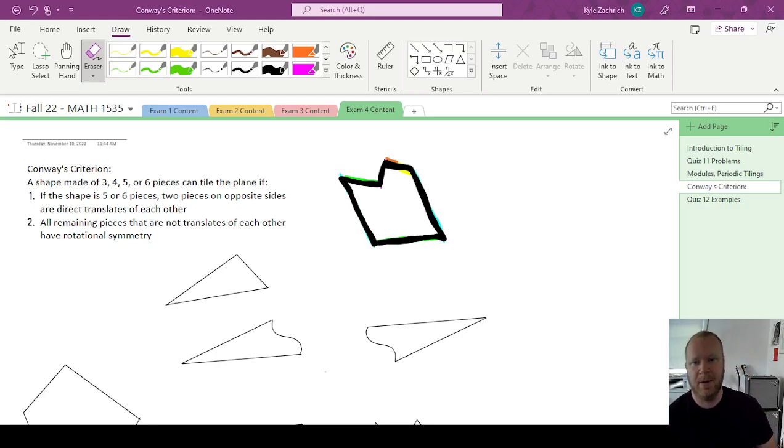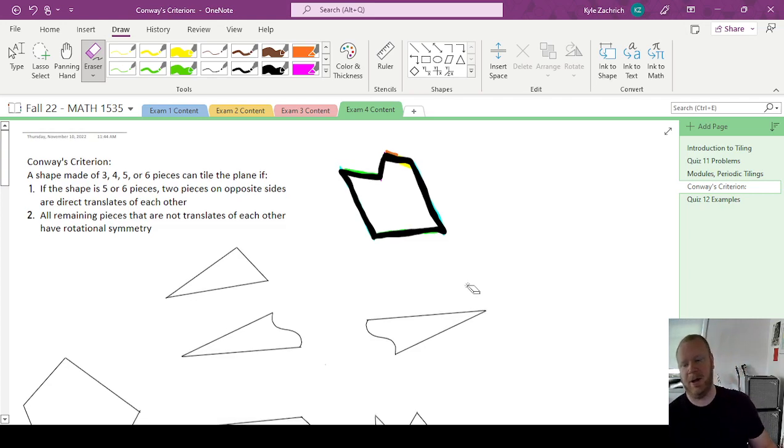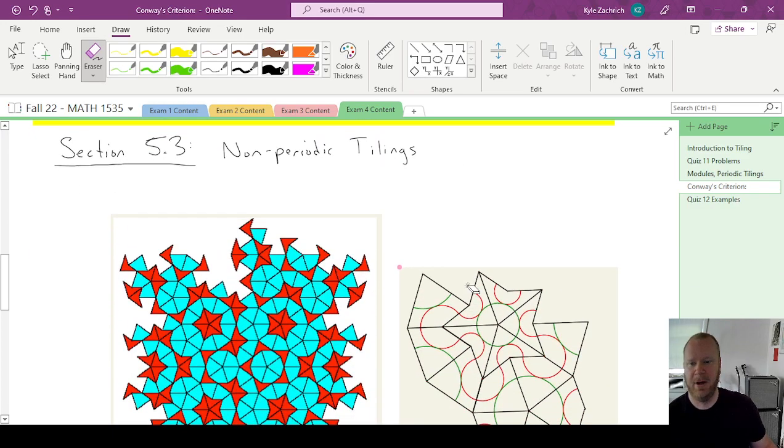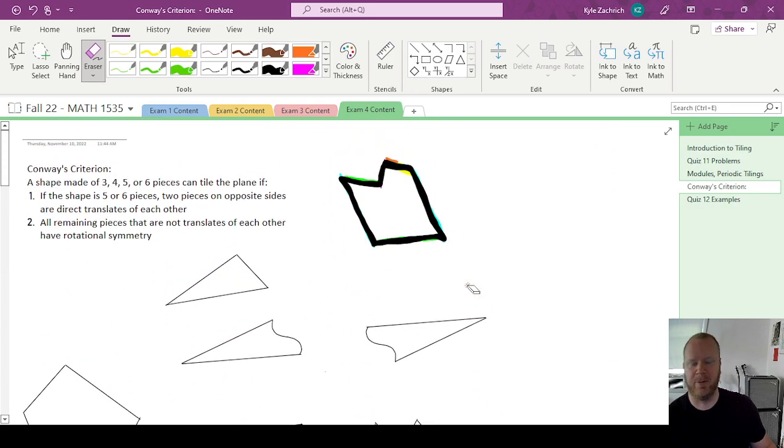Hi everyone. This video is going to be me going over Conway's Criterion from section 5.2, and then I'm also going to be covering section 5.3, which deals with non-periodic tilings. So last time we saw periodic tilings, where you can copy or basically move the entire tiling pattern over, and you'll get an exact copy of that same tiling pattern. Non-periodic tiling is going to be the case where you can't do that.